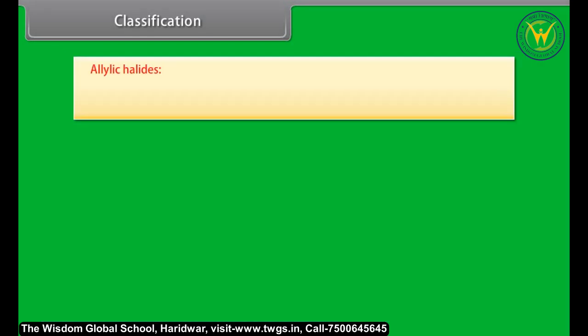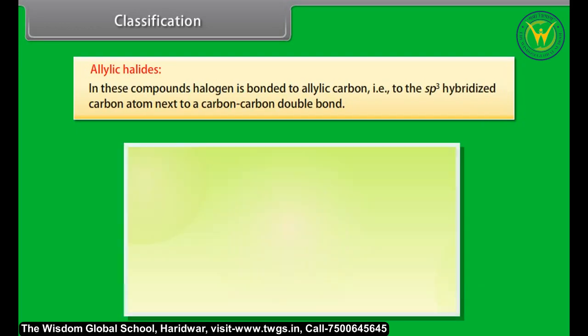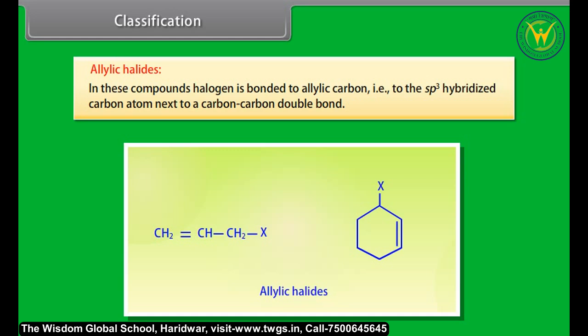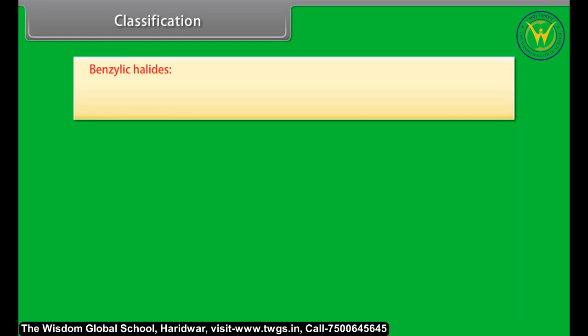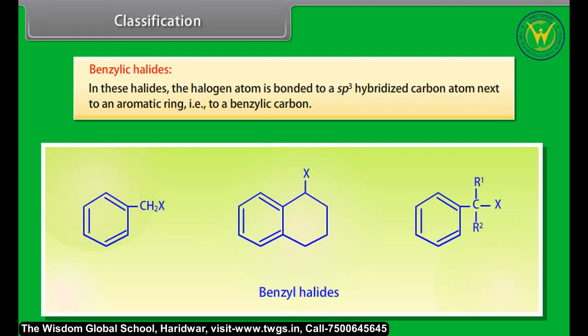Allylic halides. In these compounds, halogen is bonded to an allylic carbon, that is, to the sp3 hybridized carbon atom next to a carbon-carbon double bond. Benzylic halides. In these halides, the halogen atom is bonded to an sp3 hybridized carbon atom next to an aromatic ring, that is, to a benzylic carbon.